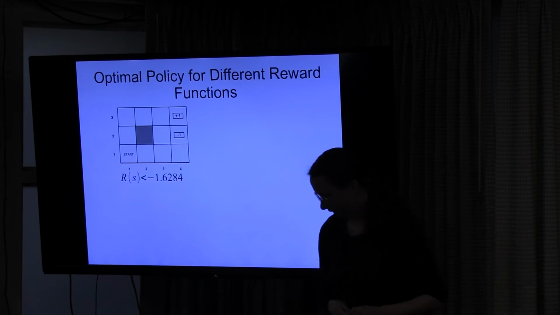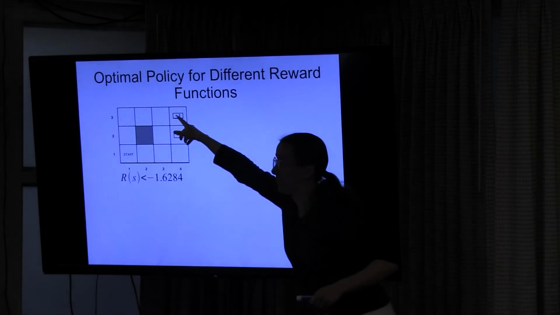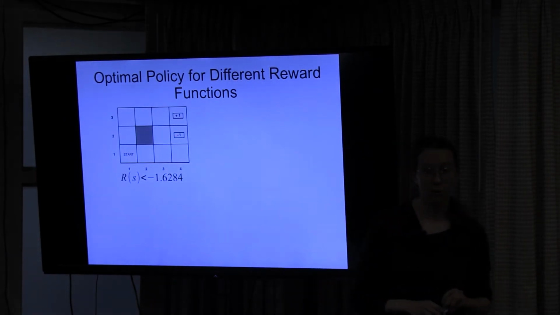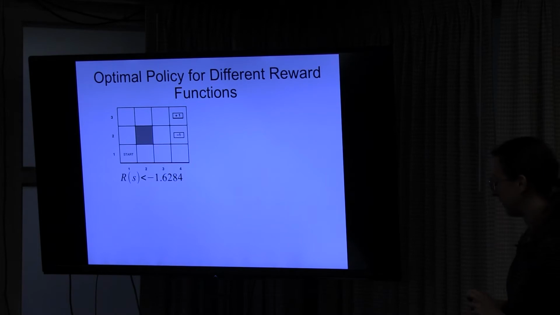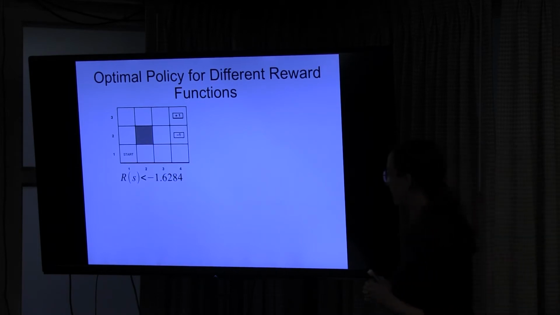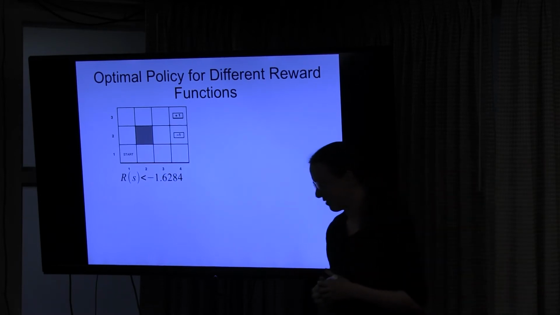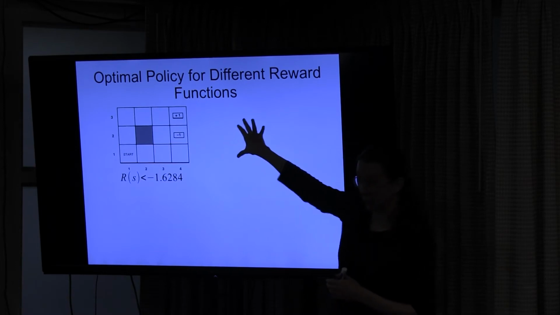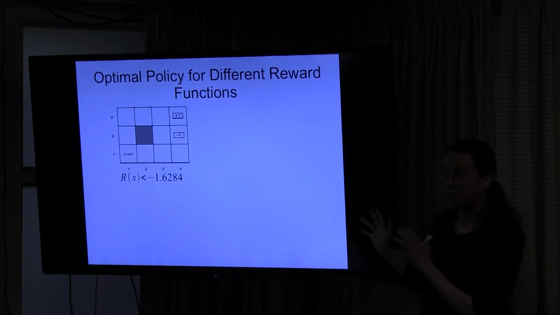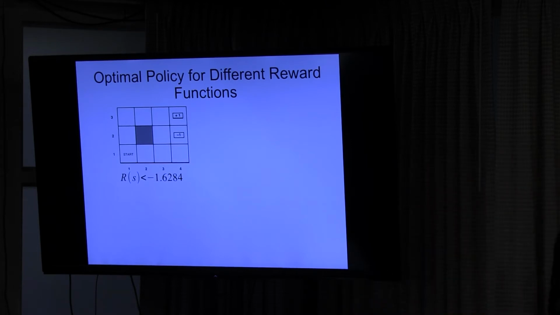Here, what we're changing is the reward for being in any other state, basically. The +1 and -1 states always stay the same. So in this world, instead of getting -0.04, it's getting -1.6284. These numbers are from the book. There are different regions of policies that different reward functions give you. So what's going to happen in this world? No matter what it does, it gets a lot of negative reward.